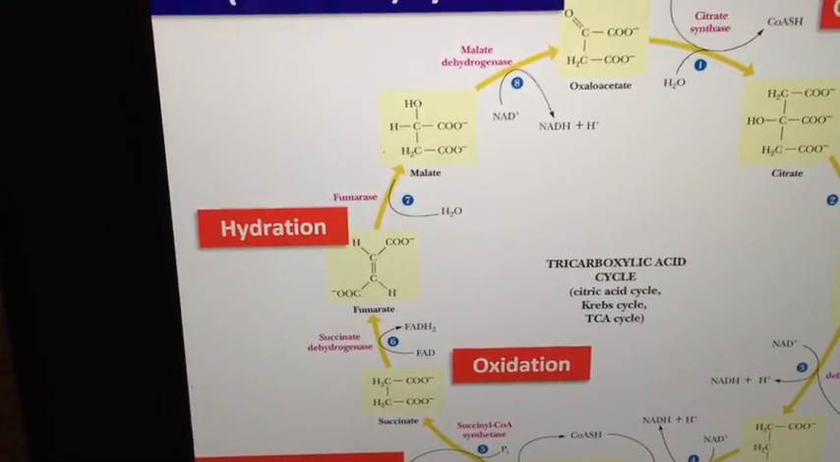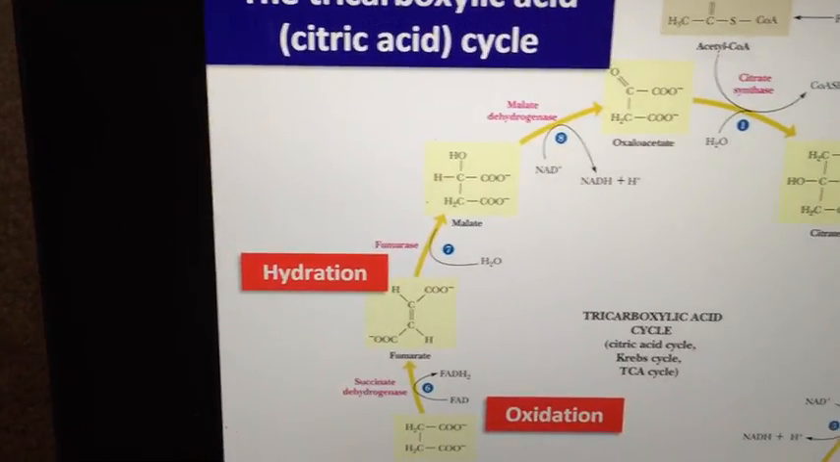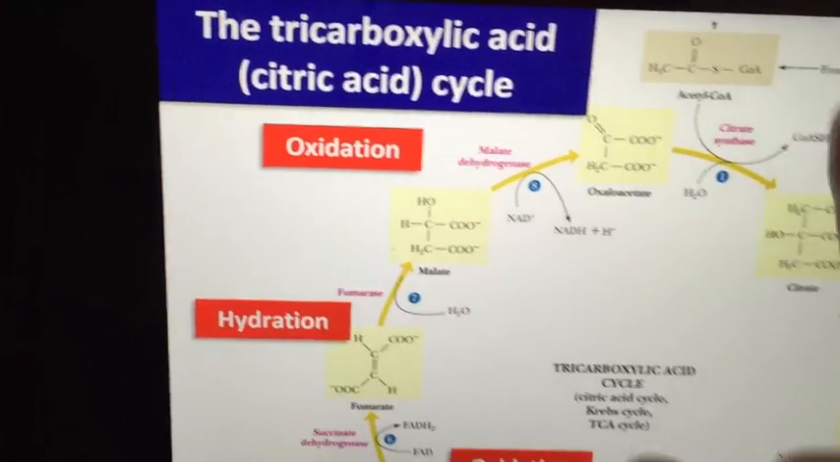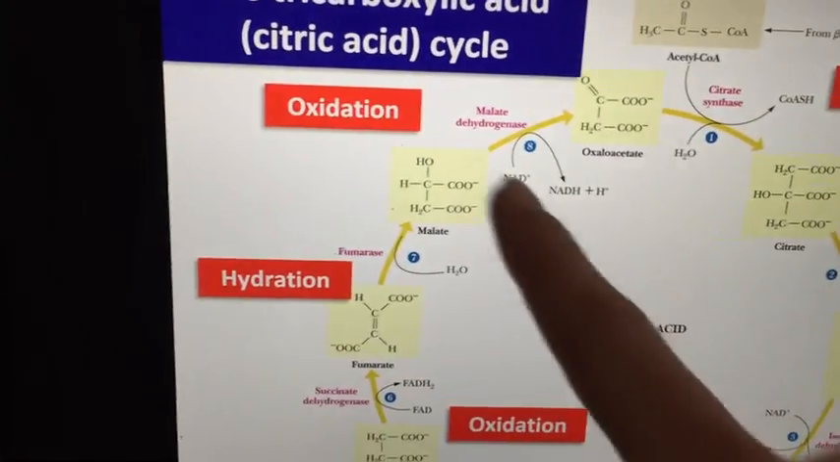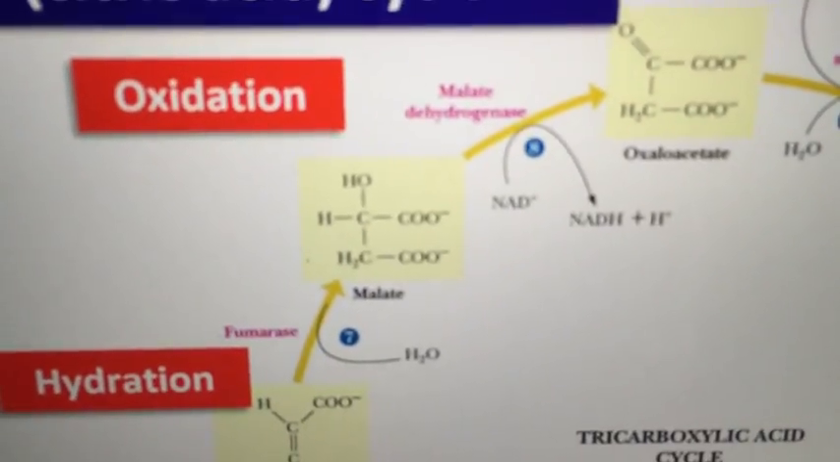Next reaction is a hydration, so water is used to convert fumarate to malate. Then we have another oxidation reaction where malate is converted to oxaloacetate via malate dehydrogenase, and in this oxidation NADH is produced.